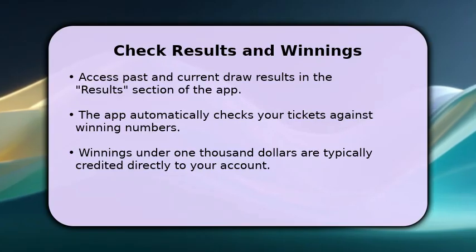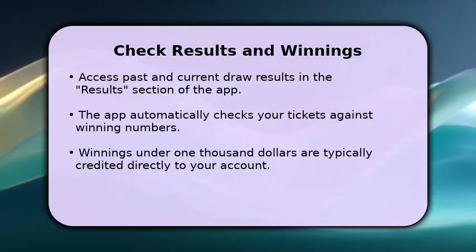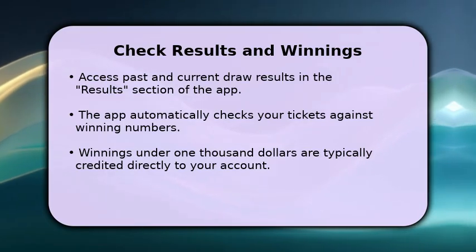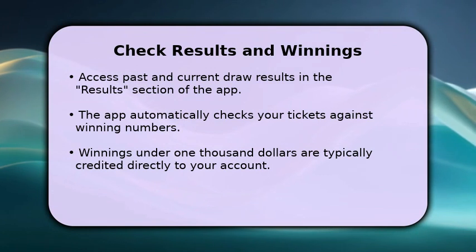Checking your results is simple. Head over to the Results section to view both current and past Lotto Max draw outcomes. The app automatically compares your purchased tickets against the winning numbers, highlighting any matches you might have.